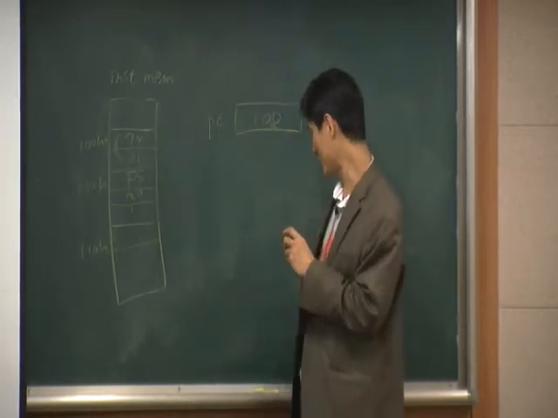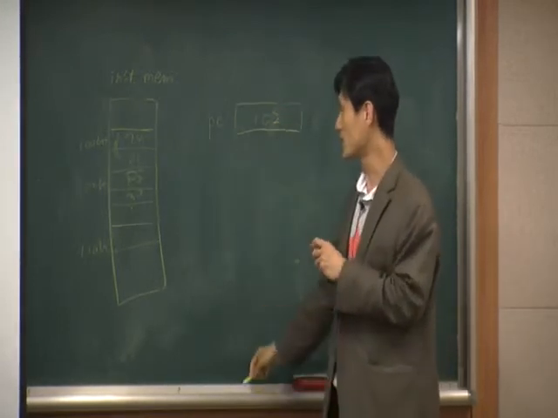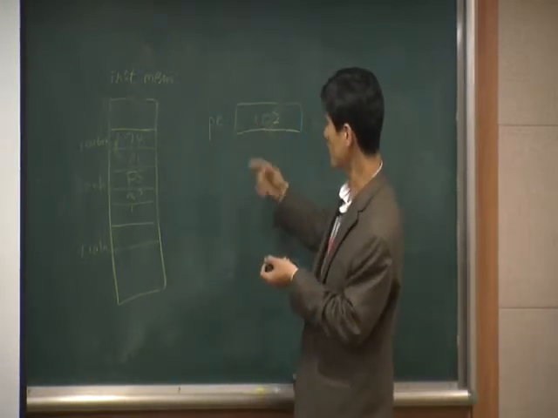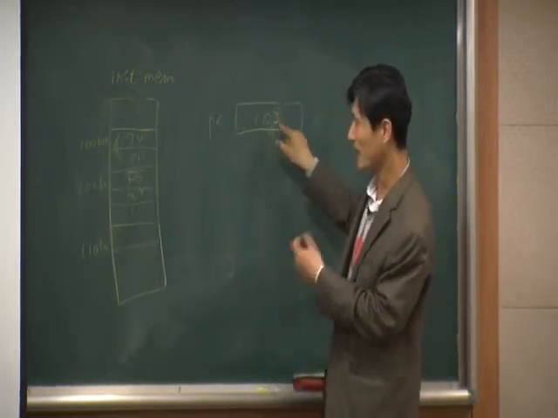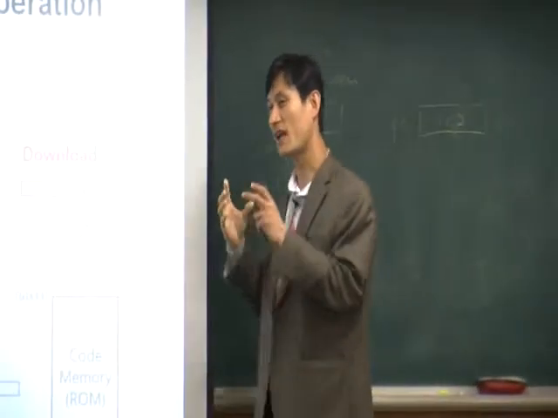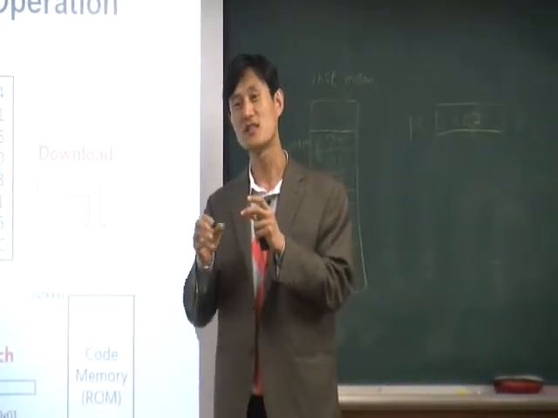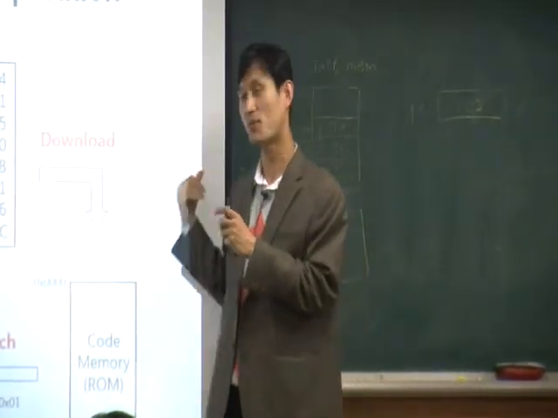Since you fetched it already, this one is automatically incremented to 102, so that the next time you read this one and fetch this one. And once you fetch this one, again it is incremented to the next instruction, and you fetch the next instruction. So the program counter basically tells you which instruction is going to be next. And where is it? That's included in the program counter.